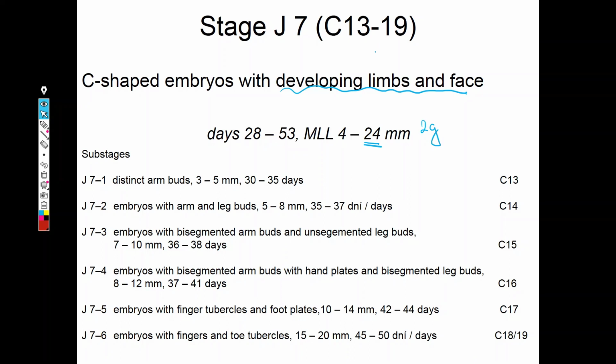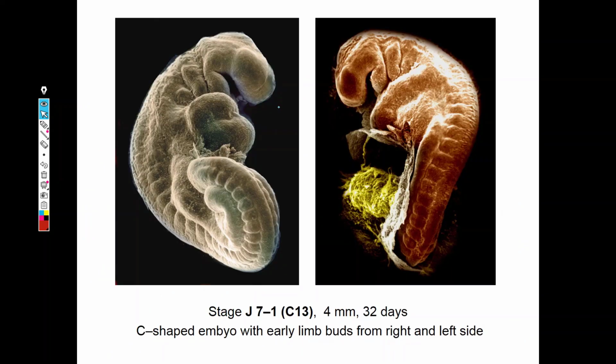Yeah, so based on development of limbs, we have many stages here in the 7th stage. So Irasek divides it into further stages: we have the arm and leg buds, then bi-segmented arm buds, and after that 3 segments of the arms and legs. The first picture where there are limb buds is right here, because we can see the limb buds over here.